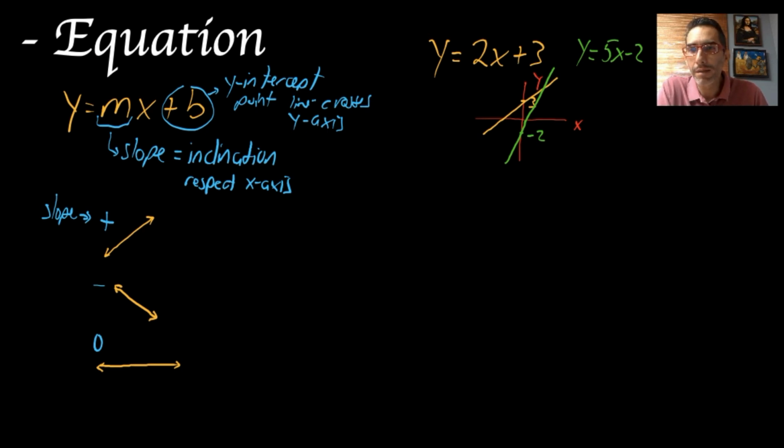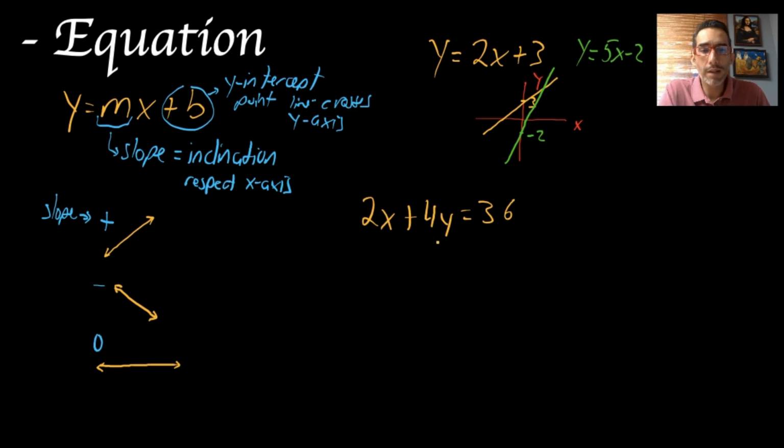A couple more aspects regarding the equation of the line. There might be several questions where they don't give you the equation of the line just like this, like y equals mx plus b. They might give you an equation that looks maybe like, let's say, 2x plus 4y equal to 36.